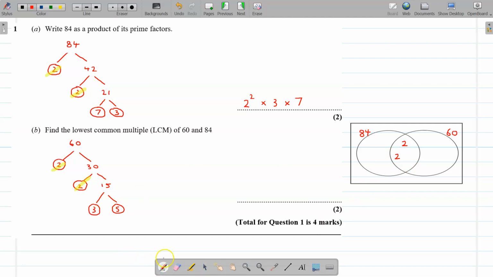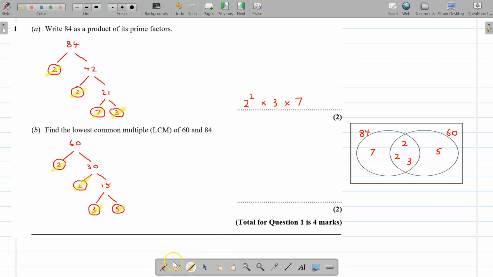No more 2s, but there is another pair I can take, which is a pair of 3s. So let's put that in here, because those 3s belong to both lists. Now we come to a 7, which doesn't pair with anything here. So that 7 only belongs to the 84, and I can put that in there. Then I'm left with just a 5, which goes in here because it only belongs to the 60. And now I've used up all of the numbers.